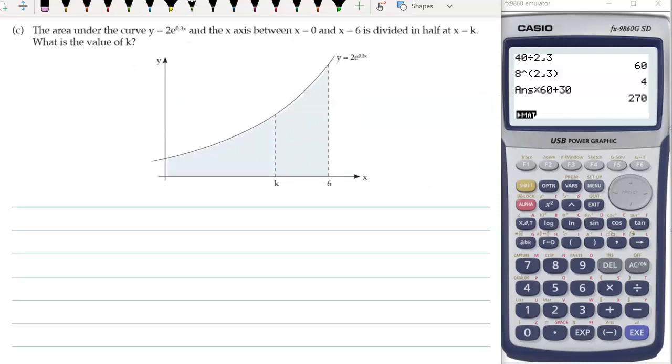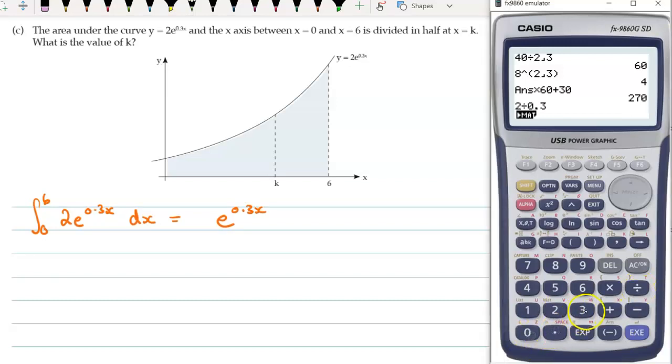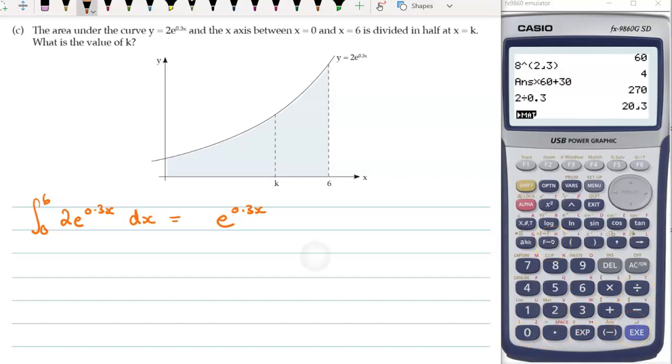Okay, area under a curve. We are integrating between 0 and 6, and our function is 2e to the 0.3x. Now, if we were to integrate e, the e function itself doesn't change, but we divide through by the derivative of the power. So we need 2 divided by 0.3, which is 20/3, an easier way to write that. We're going to sub in 6 and 0.